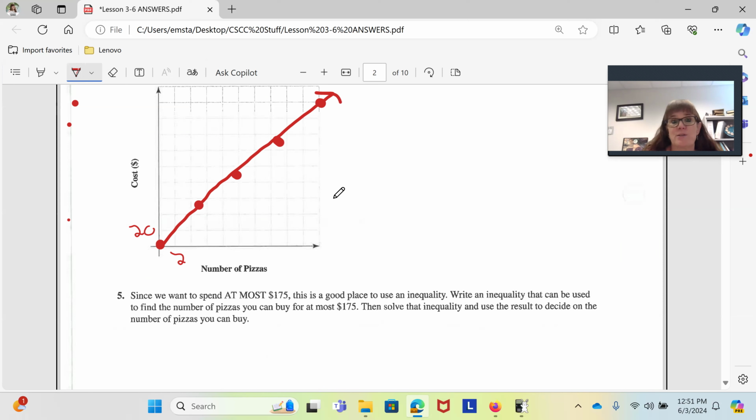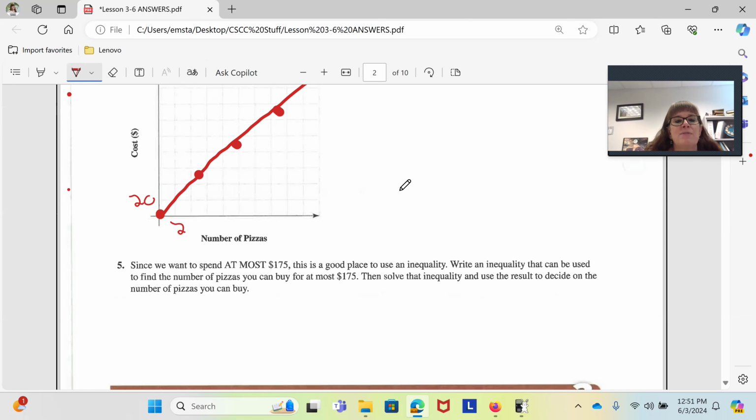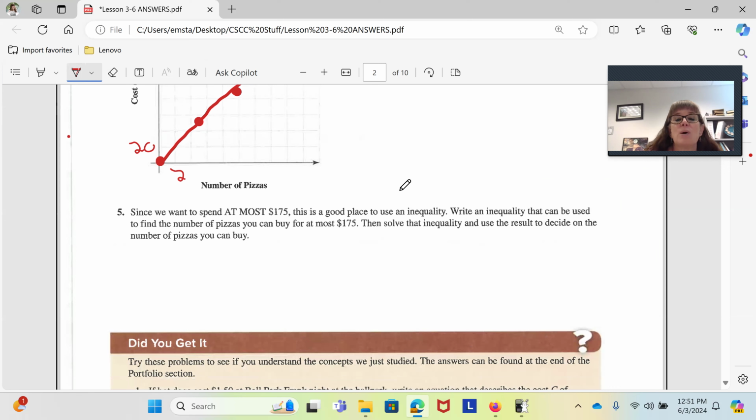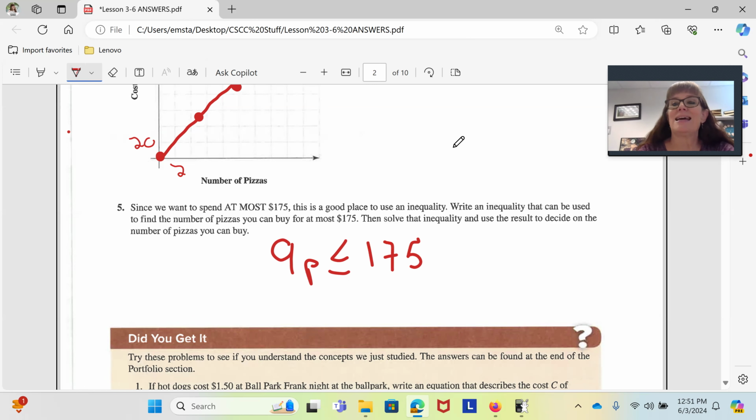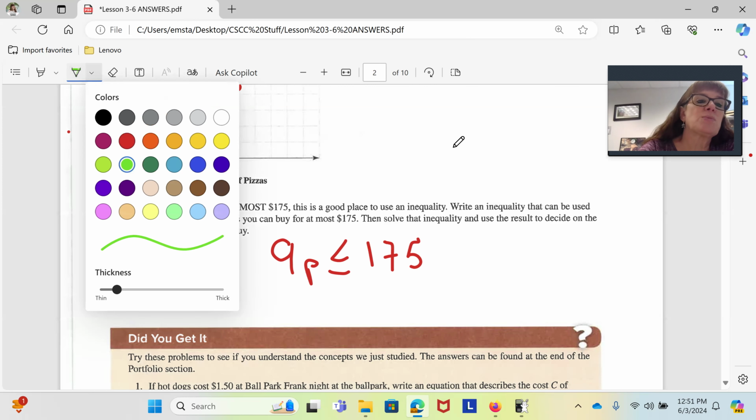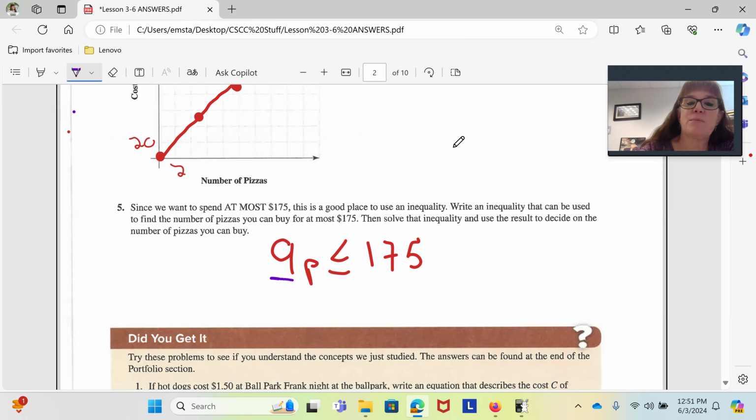We could also use the calculator to graph this. Number 5 says, since we want to spend at most $175, this might be a good place to use an inequality. Write an inequality that can be used to find the number of pizzas you can buy for at most $175. So instead of saying 9p equals $175, we can say 9p has to be less than or equal to 175. My total cost has to be less than or equal to my budget. Just like with equations, we can solve this by dividing both sides by 9.